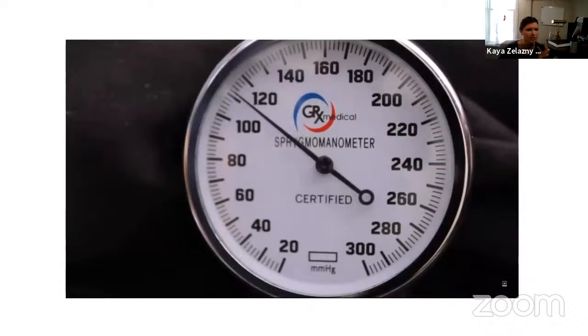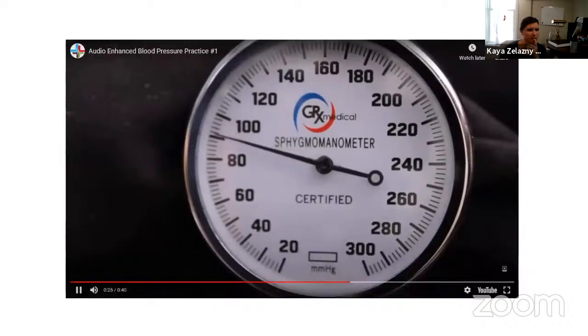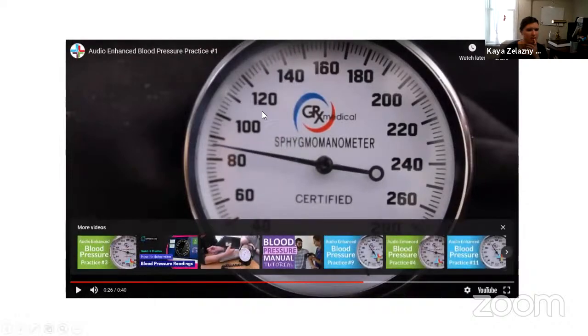Here we see some extraneous sounds. You can see the needle starting to pulse. Then we really started to hear the sound in this region between 100 and 90. So the value we would put down as our systolic pressure, when the blood is really getting through and we can really hear the turbulence, would be about 98.